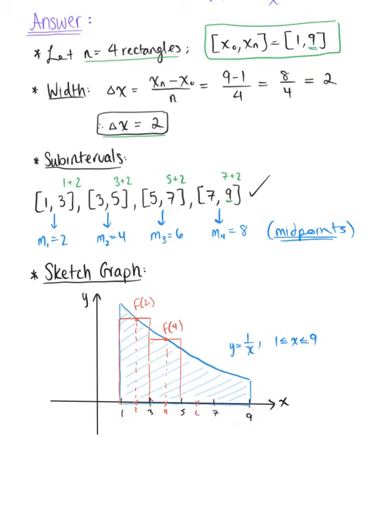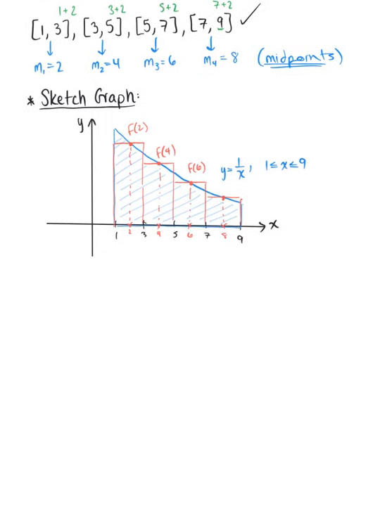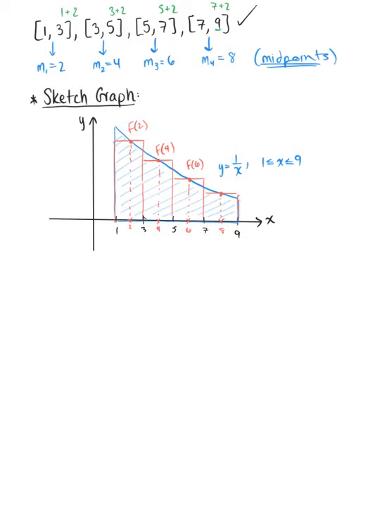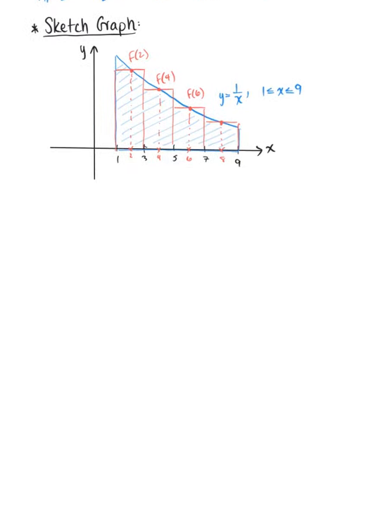Our third midpoint's at 6. Marching up to the function, there's that third rectangle at f of 6. And then last but not least, we have our fourth midpoint at 8, and we use that midpoint to create the rectangle. So we are ready now to go ahead and find the heights and approximate our area.